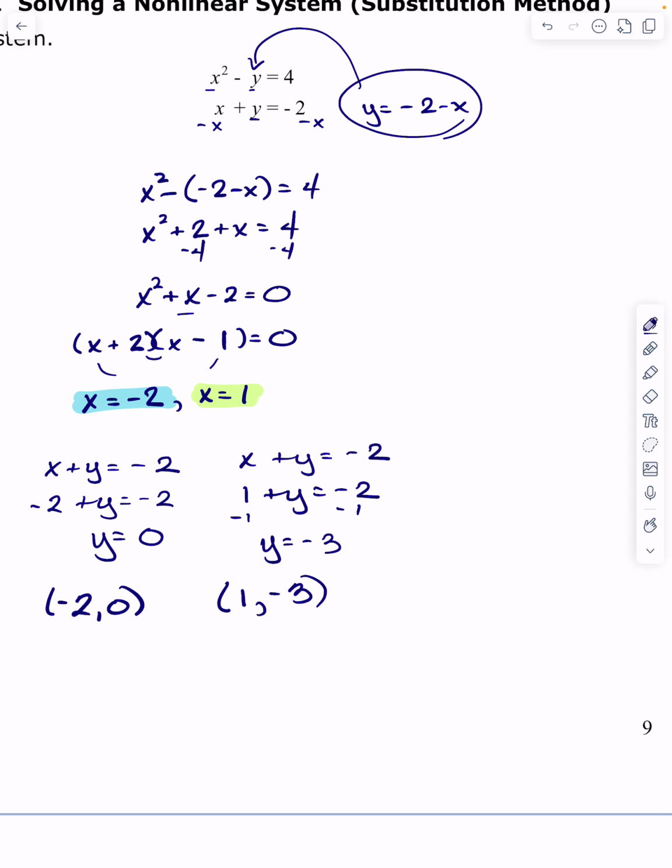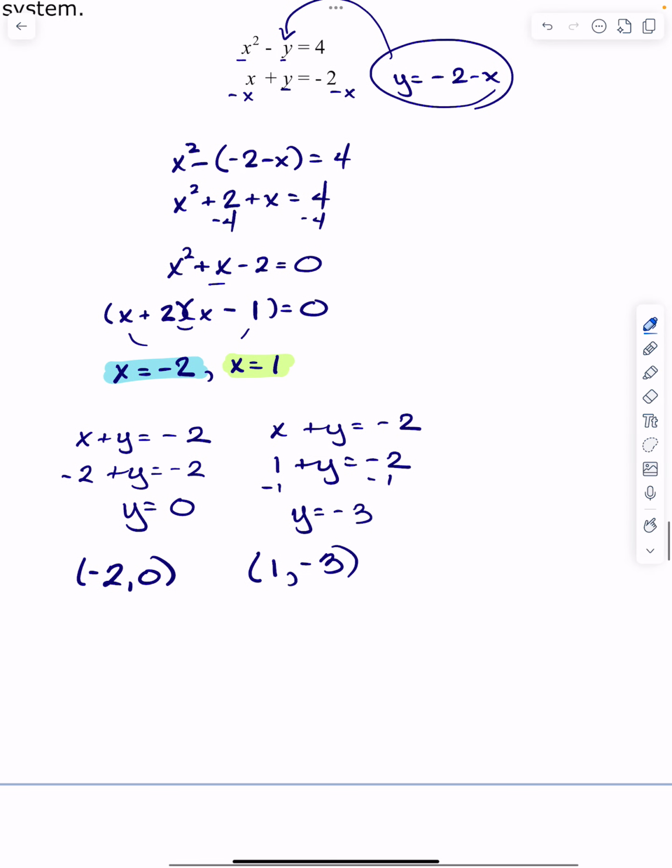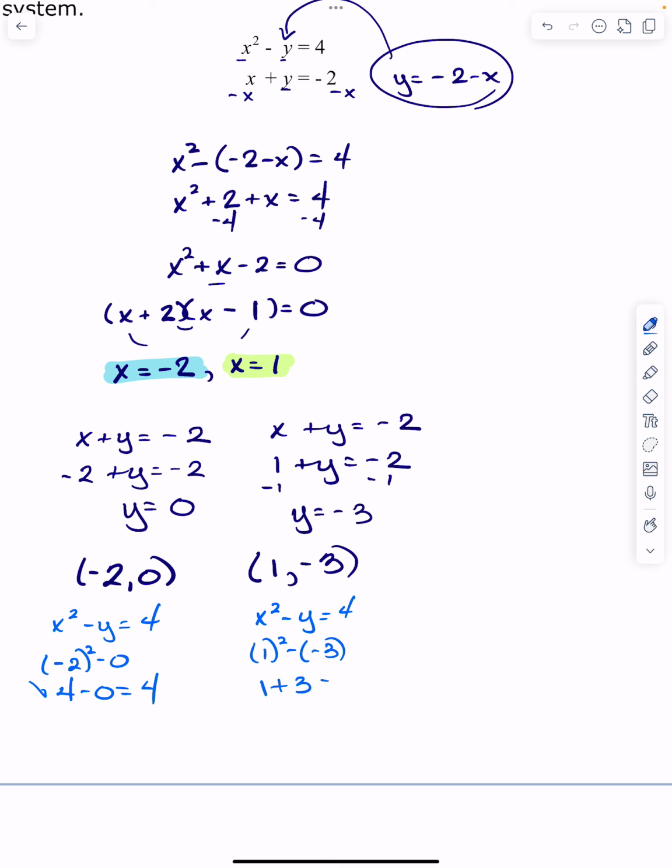Now, definitely want to plug these into the other equation to check. I get x squared minus y equals 4. X is negative 2. Y is 0. So that works. And same equation. X is 1. Y is negative 3. I get 1 plus 3. That equals 4, so that works as well.